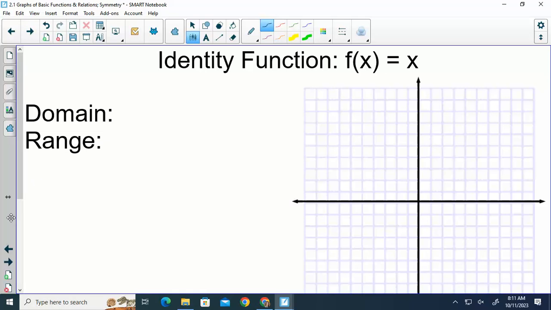Okay, so common functions. The first one that we look at is called the identity function. f of x equals x. What is that?